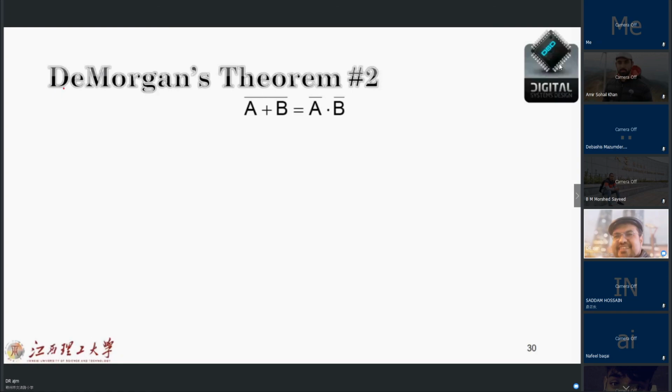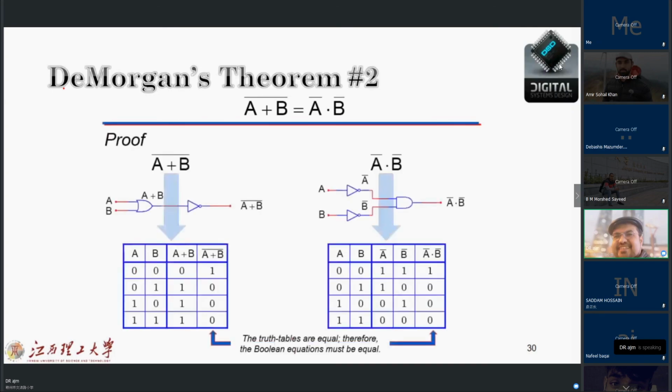Theorem number 2 was that A plus B bar, we want to show that it's equal to A bar dot B. Okay, let us do the same. First, we should calculate the A plus B, which we can calculate by these. And then we should take the NOT of that, which means that whatever we calculate here, we should complement. We'll complement it: 0 to 1, 1 to 0, 1 to 0, 1 to 0.